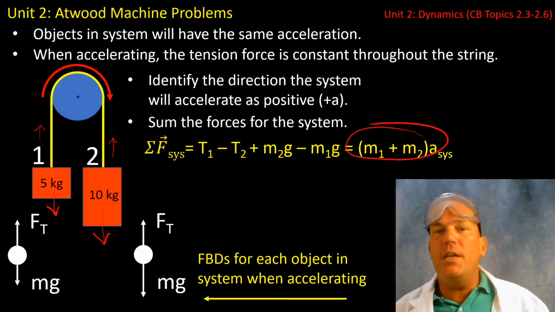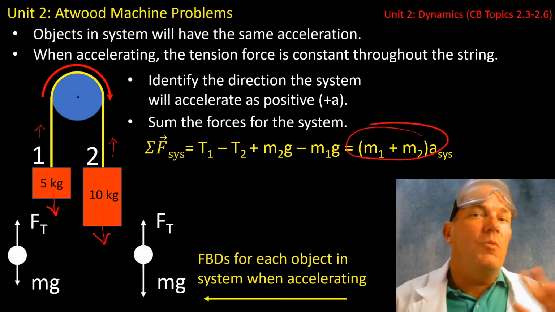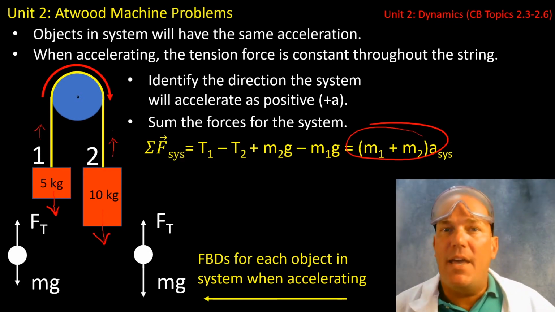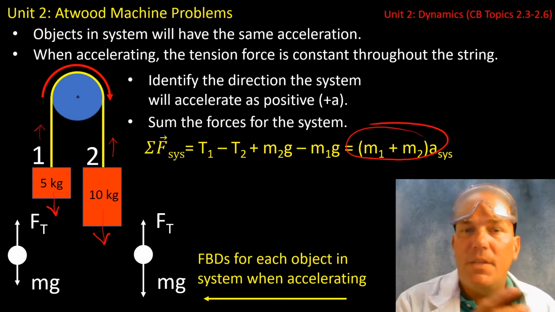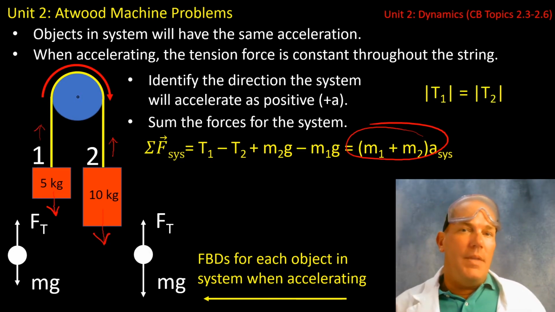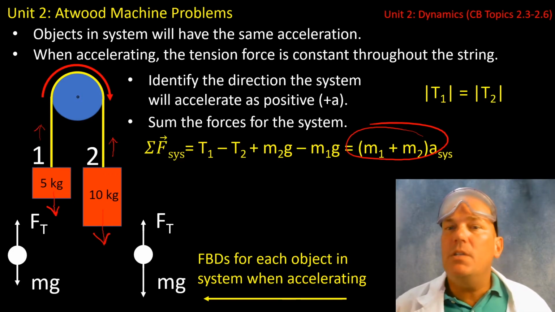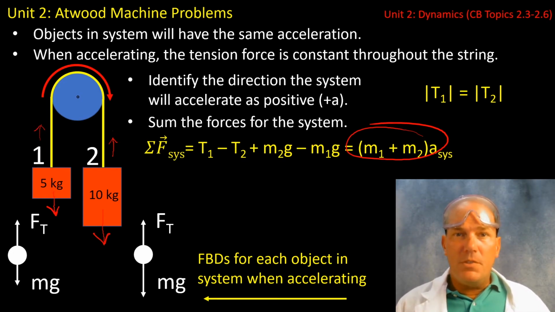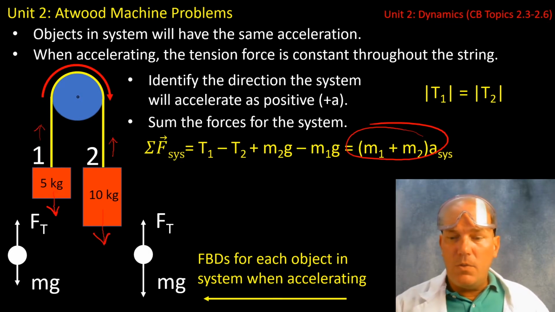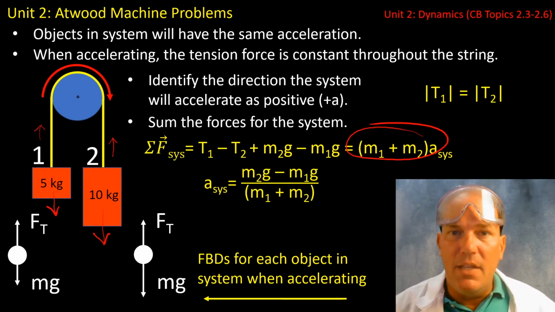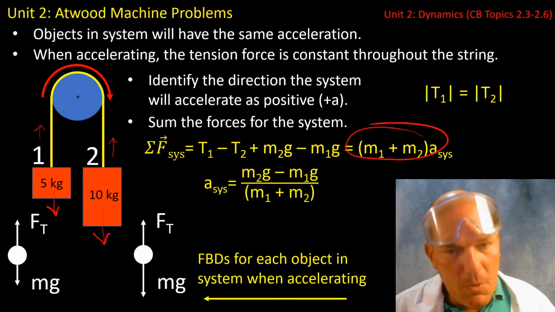So we know the string is massless, it's ideal. We're not talking about it. We're talking about the 2 objects that have mass, the 5 kilogram plus the 10 kilogram, okay? So the absolute value of T1 is equal to T2. That means their magnitude of the tension forces are identical, okay? Which means if we're subtracting T2 from T1, those go away. So they're gone. Tension forces are eliminated from our summation, and I'll show you more on that here in a minute.